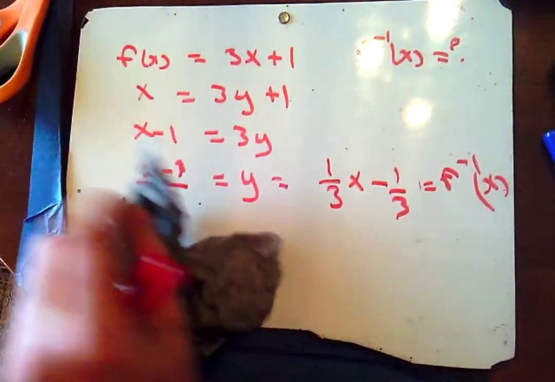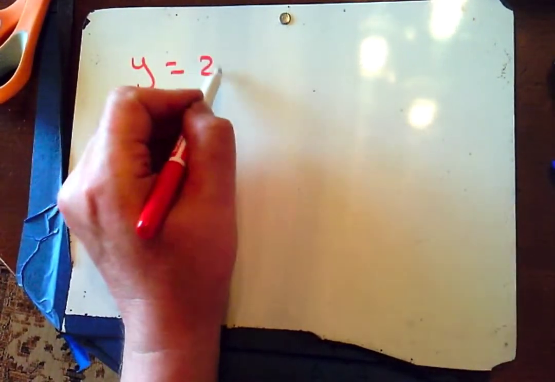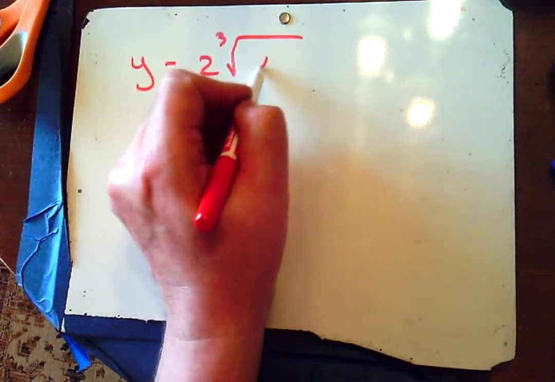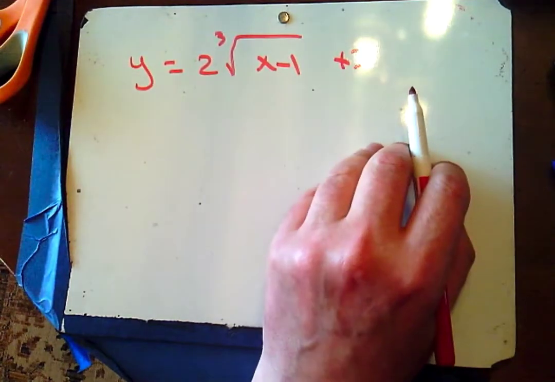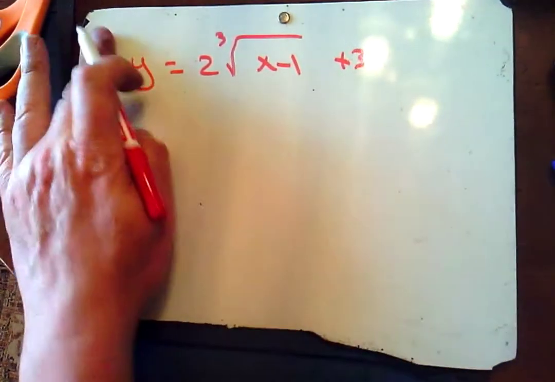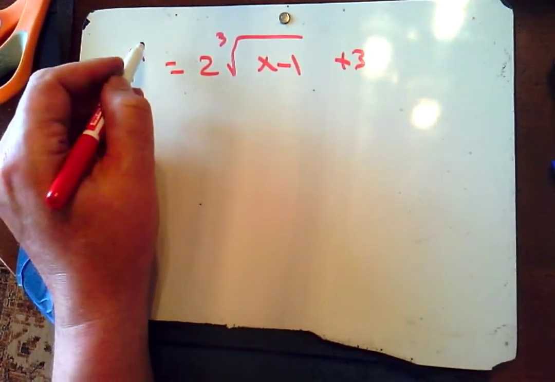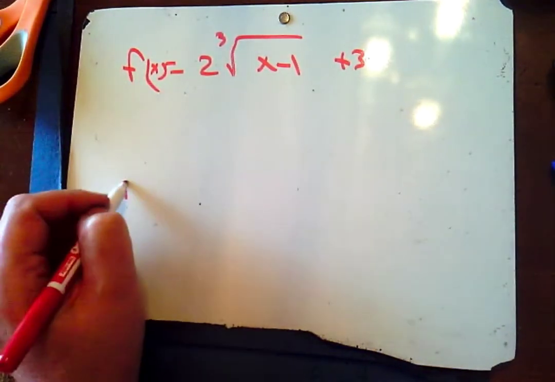What about something a little more challenging, like y equals 2 cube root x minus 1 plus 3? How would I find the inverse here? What would the inverse be here? Why don't you please find the inverse for f of x?